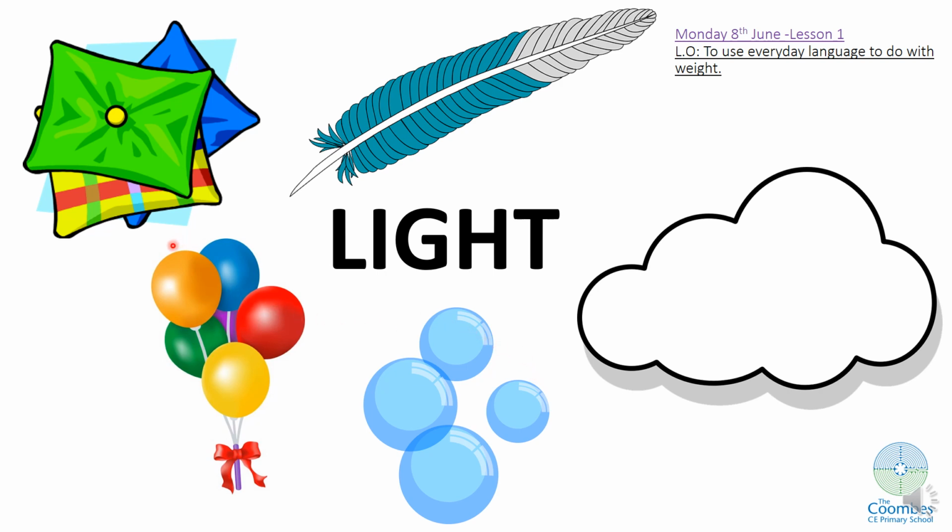And then here we've got some balloons. Balloons often have air inside them. The air is called helium, and the helium makes it so light that they can float around in the sky. So light is something that you can carry easily, or it might float.